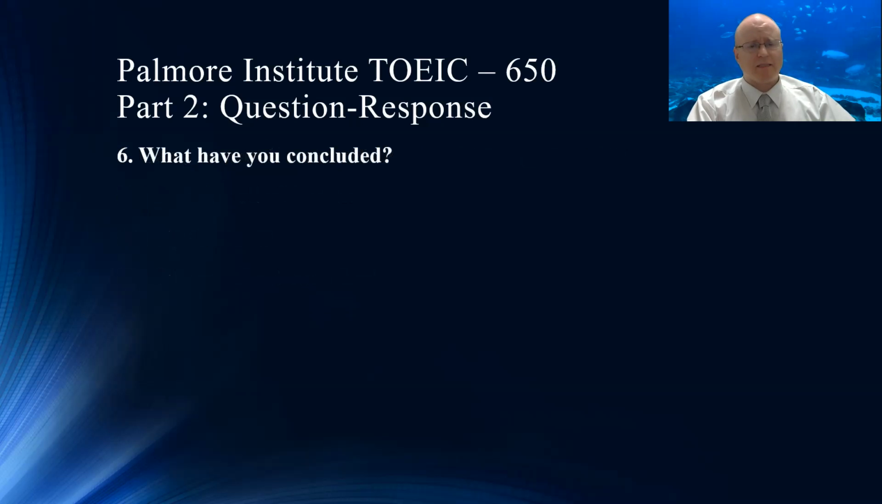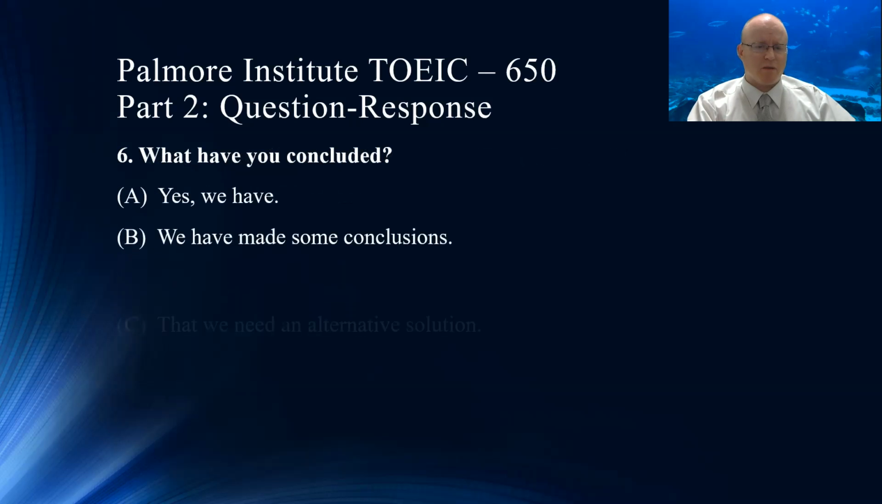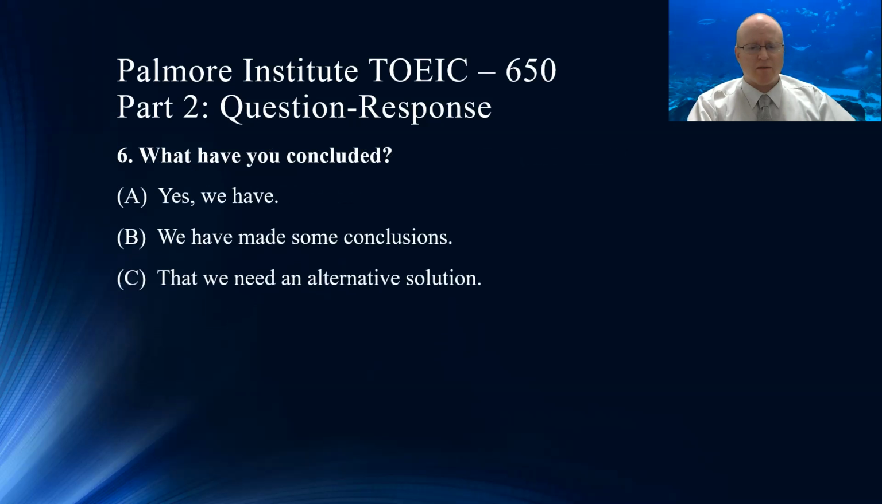Okay, number 6. What have you concluded? What is your conclusion? A, yes, we have. B, we have made some conclusions. C, that we need an alternative solution. Okay, what have you concluded? The answer choice A, yes, we have. Well, first of all, we have in the question you, and in answer choice A, we have we. That doesn't match. Even though we have the verb have in the question, have in the answer, that's a distracting answer, so that is incorrect.